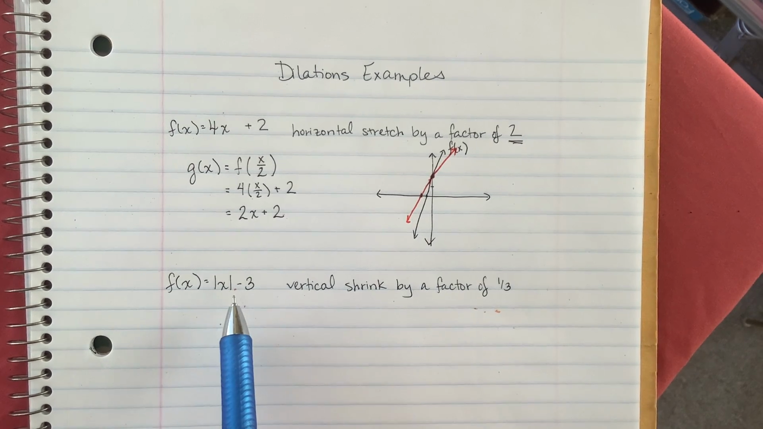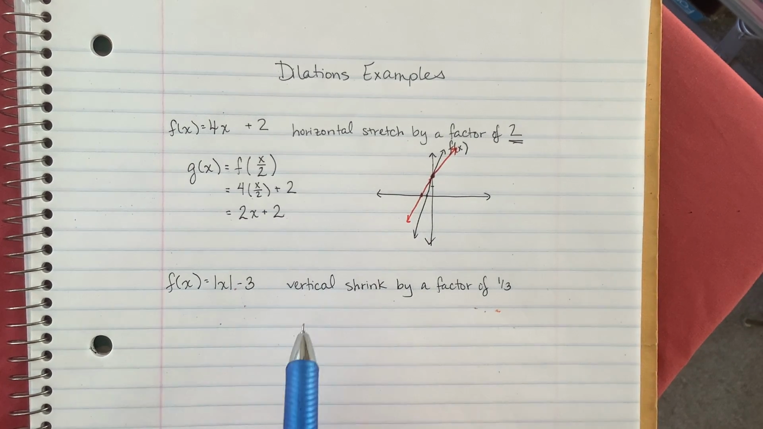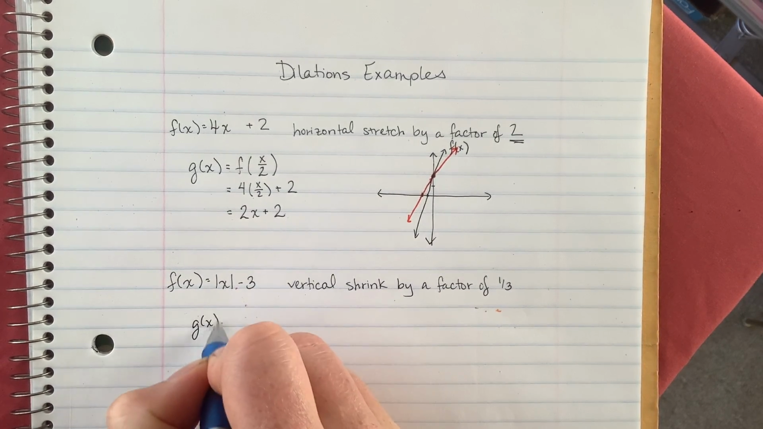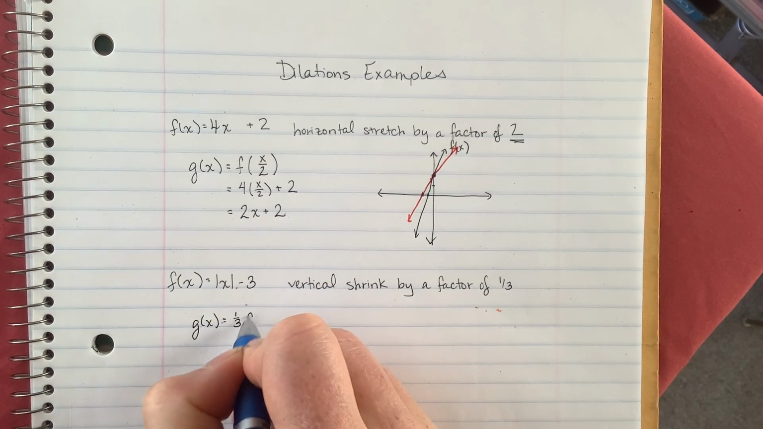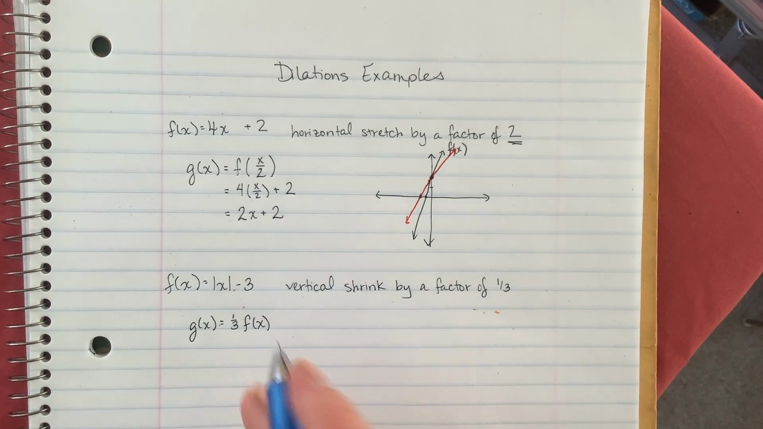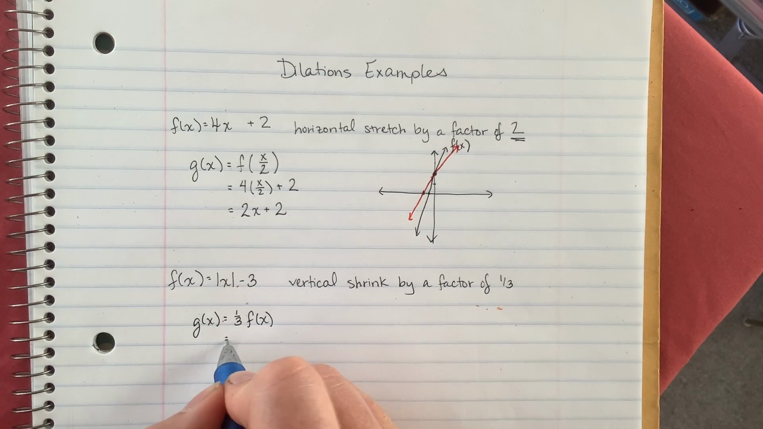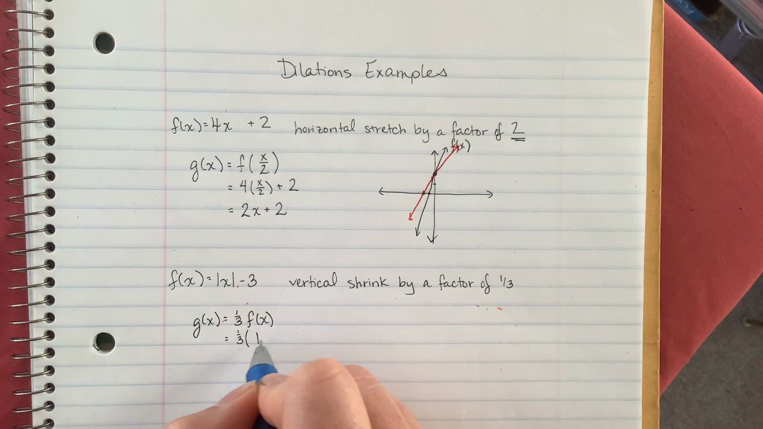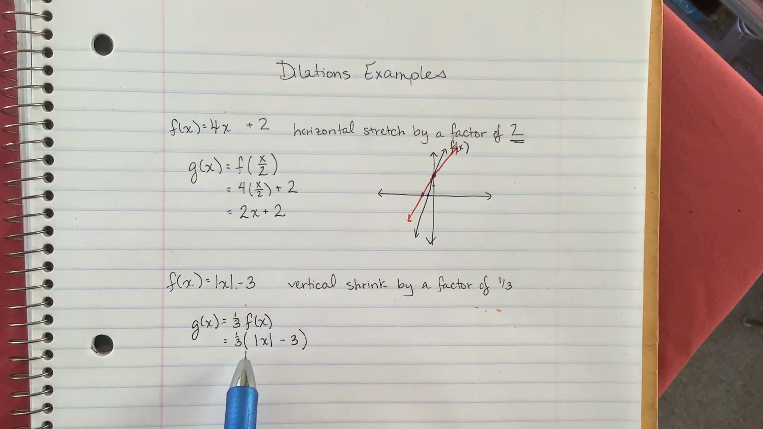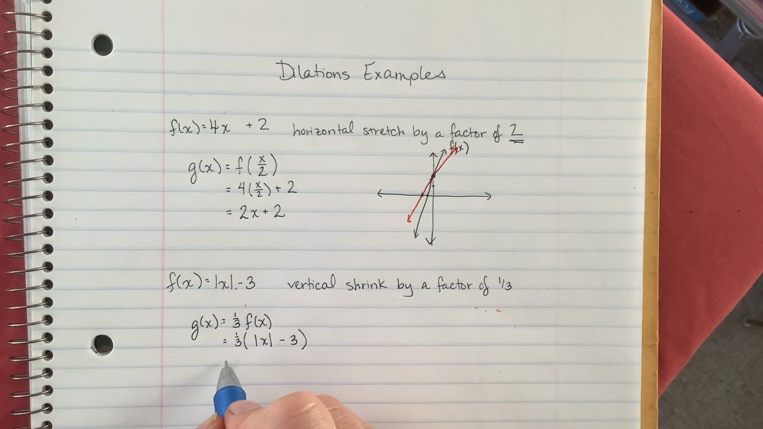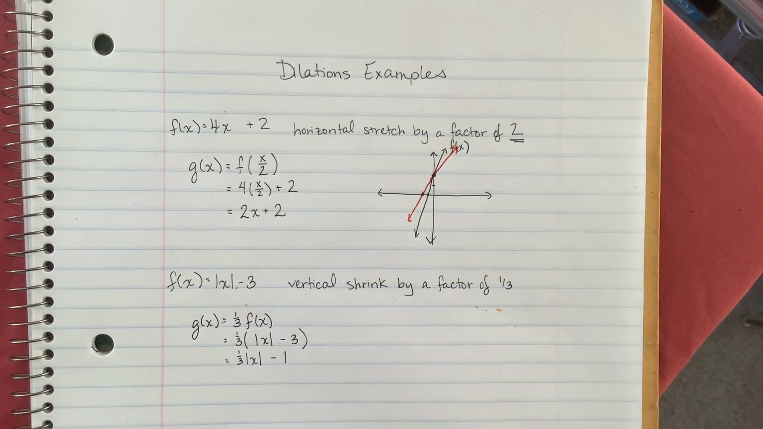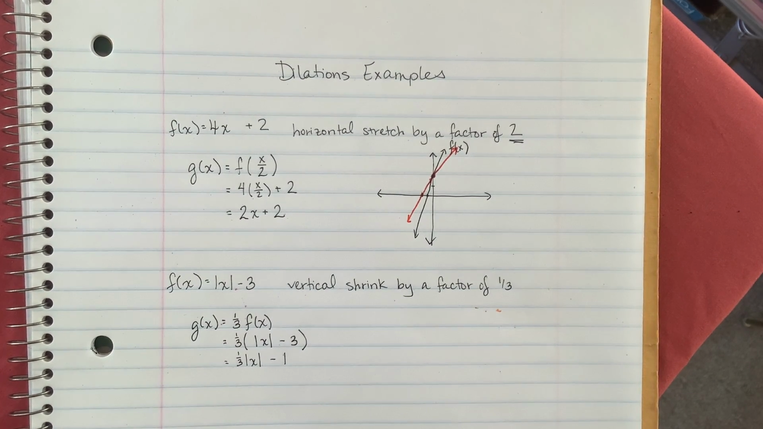In our next example, f of x equals the absolute value of x minus 3. We're doing a vertical shrink by a factor of 1/3. So that means we'll use the formula g of x is equal to 1/3 of f of x. In a vertical shrink, we're just affecting the y values, so you can just multiply by the scale factor. So I would have 1/3 times the entire formula for f of x, which was the absolute value of x minus 3. Then, to simplify, you should distribute. So this would be 1/3 absolute value of x minus 1. And then that is adequately simplified.